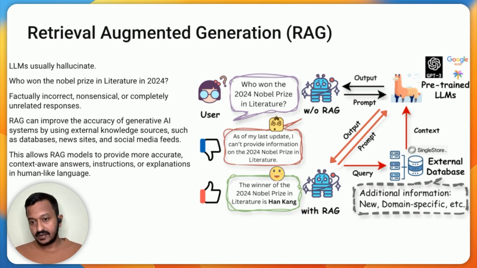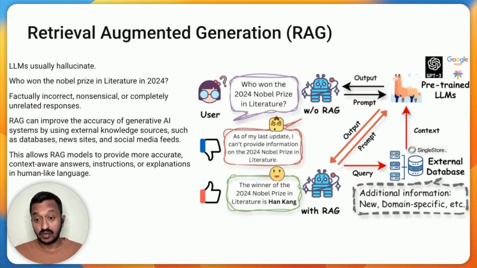And as you can see in this image, if you ask a question, who won the 2024 Nobel Prize in Literature, the pre-trained LLMs will come back and answer saying, hey, as of my last update, I can't provide you the information on who won the 2024 Nobel Prize in Literature, because there is a cutoff date for all these LLMs, right? It can be 2023 and all that. So they can only answer up to that range. After that, they start hallucinating.